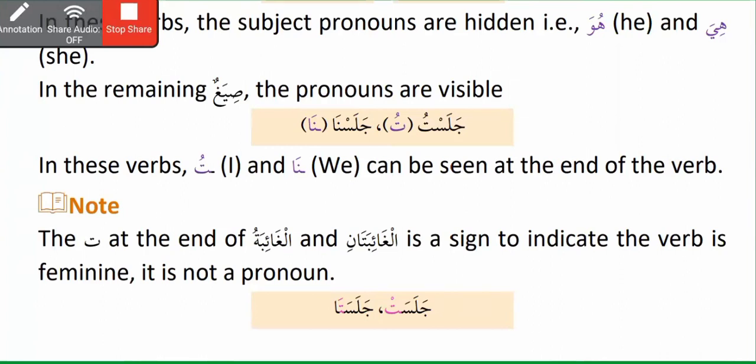So in these verbs, ta, the ta maftuha, means I, and nun alif fatha na means we, and can be seen at the end of the verb. The ta at the end of al-ghaiba and al-ghaibatan is a sign to indicate the verb is feminine. It is not a pronoun.